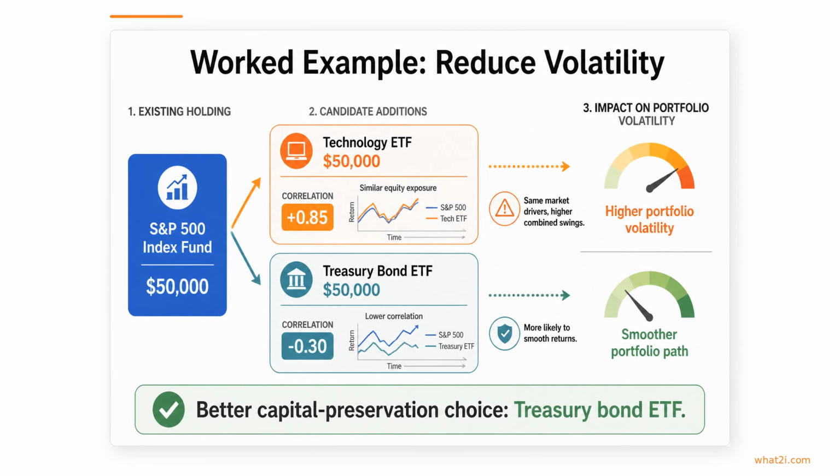Suppose you already own $50,000 in an S&P 500 index fund and want to add another $50,000 with less volatility. A technology ETF with a correlation of +0.85 would likely move with the same stock market forces, so it adds similar equity exposure rather than much diversification. A treasury bond ETF with a correlation of -0.3 is more likely to offset some of those swings, making it the stronger choice when capital preservation and smoother returns are the goal.